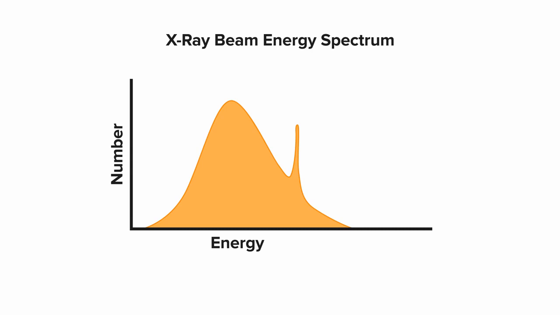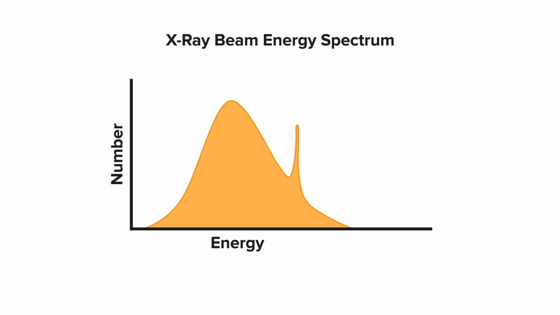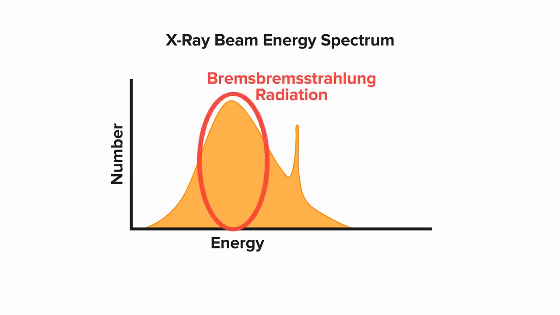So what's this graph telling us? The tallest part of the curve represents the average energy of the beam. The point of the curve that's farthest to the right represents the highest energy photons. There aren't very many really high energy photons, which is why the curve is so short there. So where did all of these photons come from? The large bell shape comes from a type of X-ray production that we call Bremsstrahlung radiation. The single peak to the right comes from characteristic X-ray photons. These X-ray production processes are discussed in greater detail in other lessons.